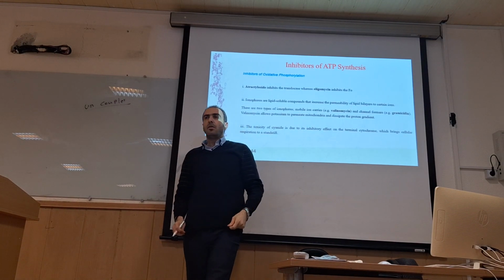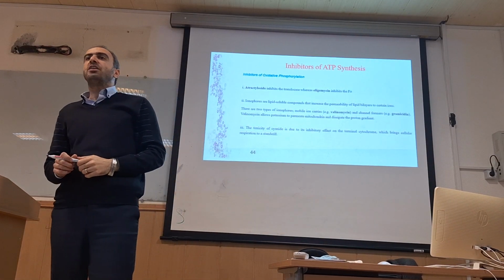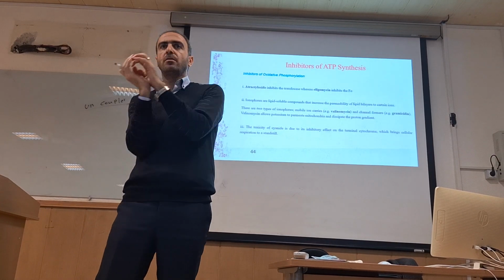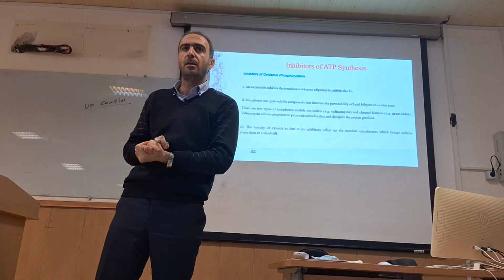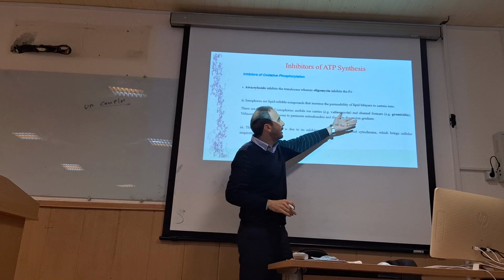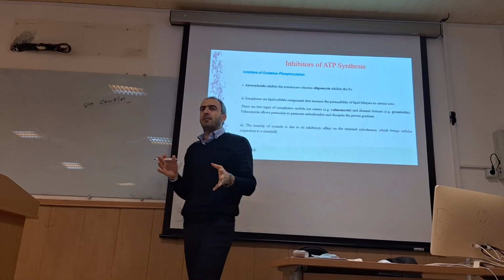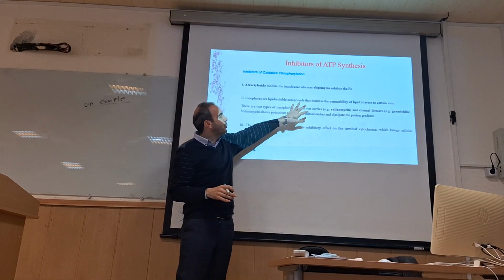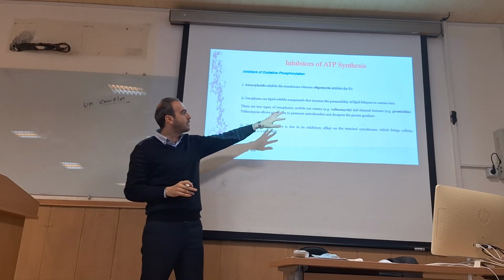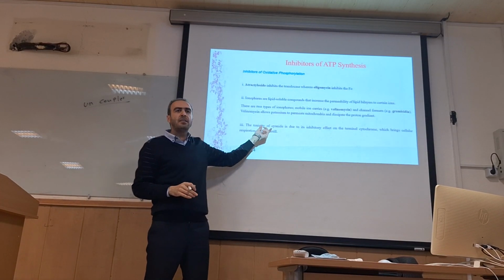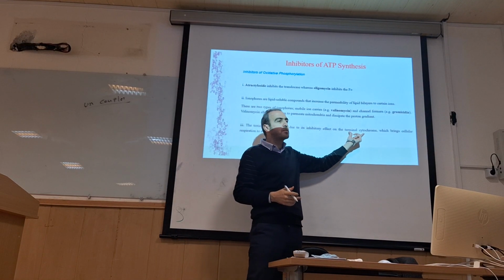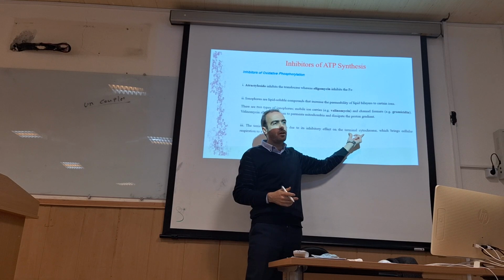Oligomycin also is a poison which inhibits F0. So when we inhibit F0, protons cannot transfer, ATP cannot be synthesized, and oxidation is inhibited. We also have some ionophores like valinomycin and gramicidin. They create a channel, or they change the potential, and the proton gradient disappears with these two molecules. And the toxicity of cyanide is due to the inhibitory effect on the terminal cytochrome, cytochrome a3 oxidase.